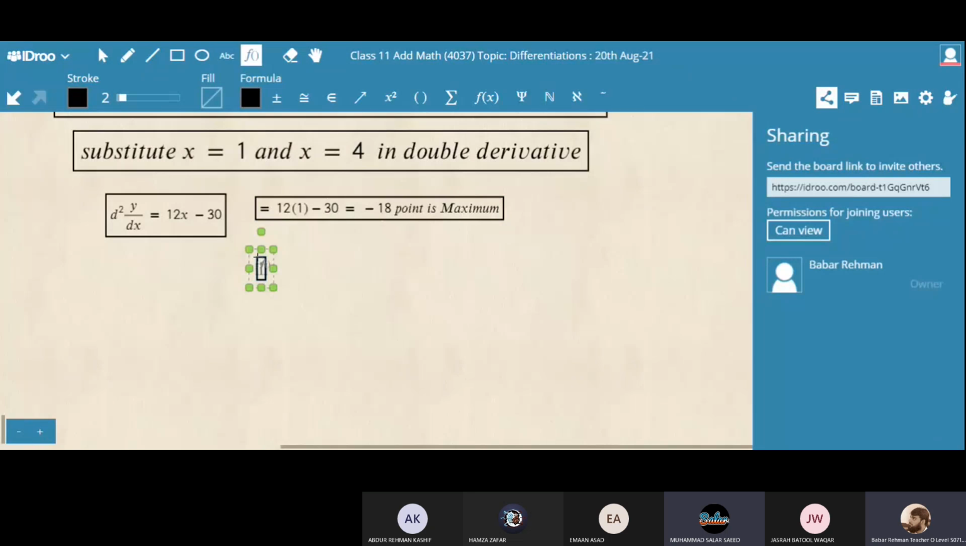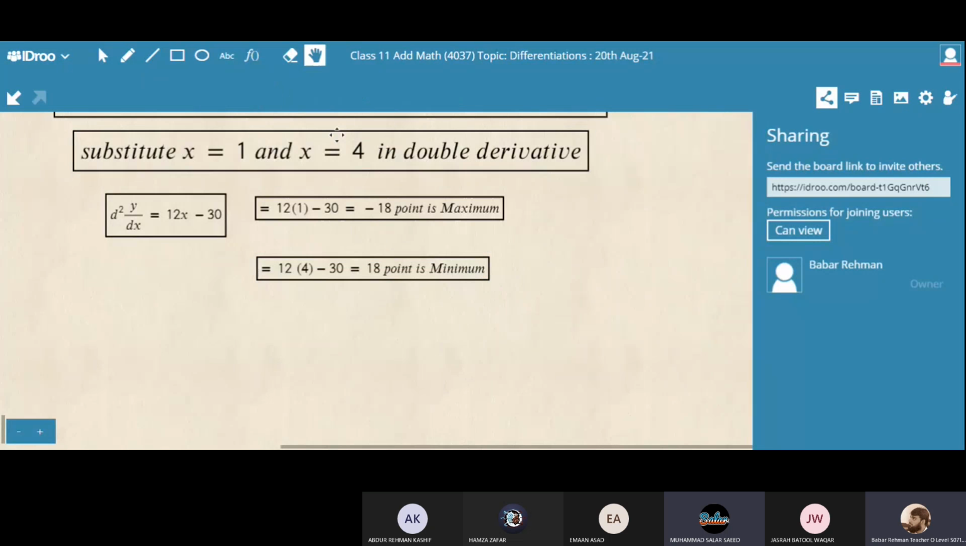Now in the double derivative, substitute the value. Now you substitute 4 in 12x minus 30. What is the answer? 18. So the point is, this is greater than 0. The point is minimum. So this is the answer.